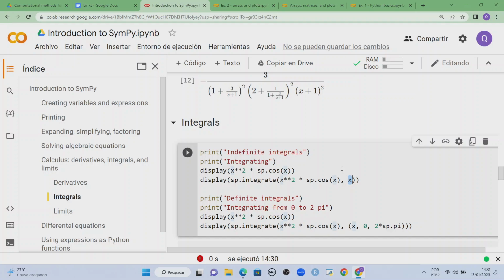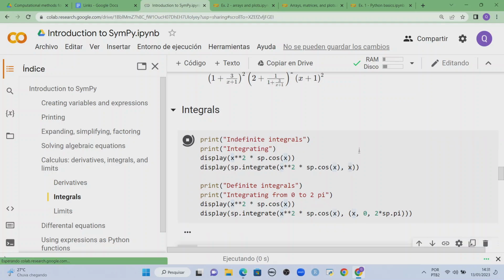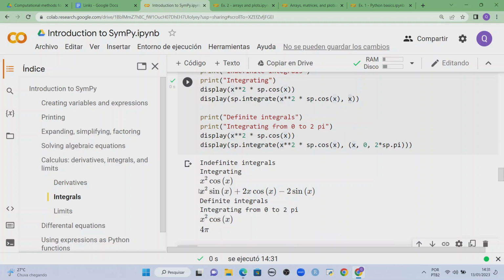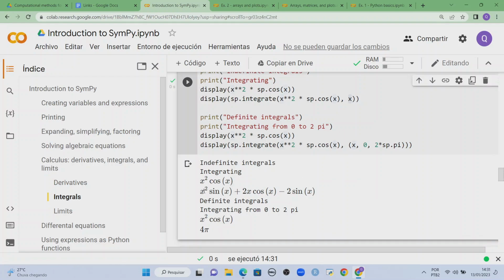It doesn't have limits during the integration. So it gives you back not a number, but a function of x. So the indefinite integral of this function is this other function here. But you remember from calculus that all indefinite integrals are defined up to an arbitrary constant, right? So you always have to add a plus constant at the end. SymPy doesn't add this constant automatically for you. You have to remember that there should be a constant over here.